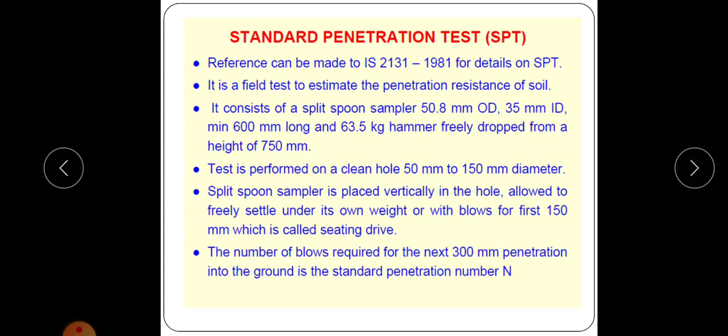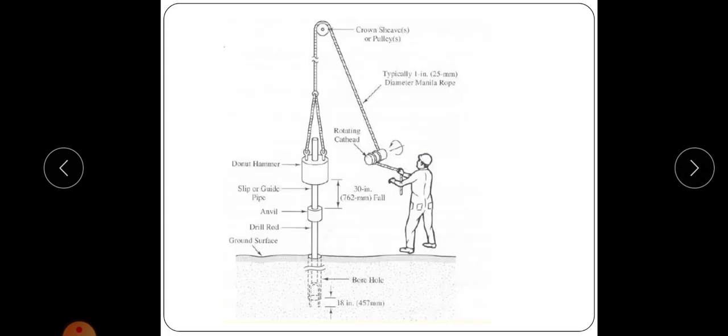The standard penetration test is the most commonly used in situ test. That is, this experiment is usually conducted in the field. It is an in situ test and is used for coastal soil which cannot be easily sampled. That is, sampling of coastal soil or sandy soil is somewhat difficult by our usual method. So for that type of soil, we do the SPT test in the field itself.